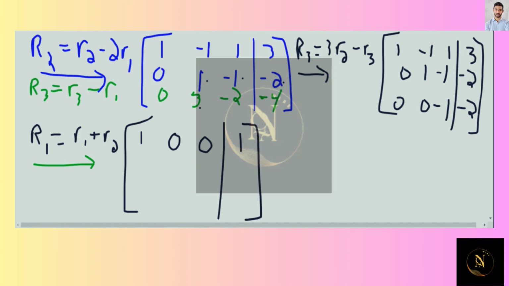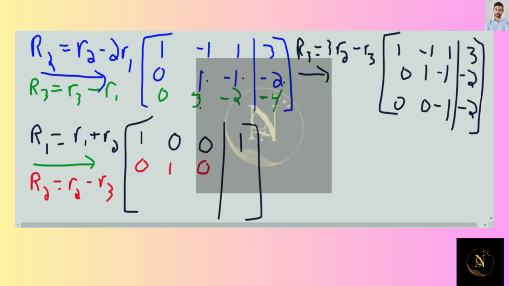Let's let our second row equal the original second minus the third. So 0 minus 0 is 0. 1 minus 0 is 1. Negative 1 minus negative 1 is 0. That's why we chose to do that, so that the third column in the second row went to 0. Then negative 2 minus negative 2 on that other side is 0.